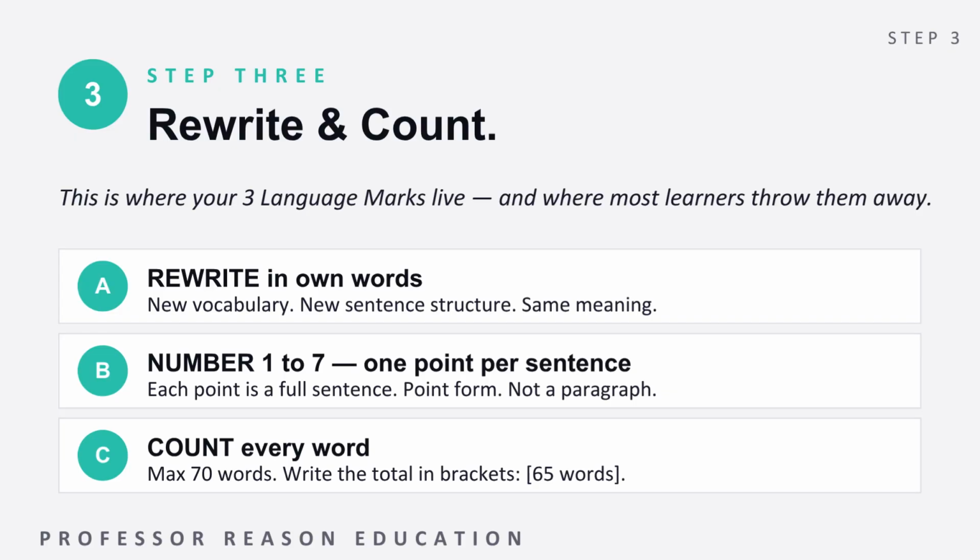Point form only. Count every word. Your summary must not exceed 70 words. Write the total in brackets at the end, like this, 65 words. Now, markers won't deduct a mark if you forget the word count. The marker is required to count for themselves, but always include it. It shows discipline and it protects you.